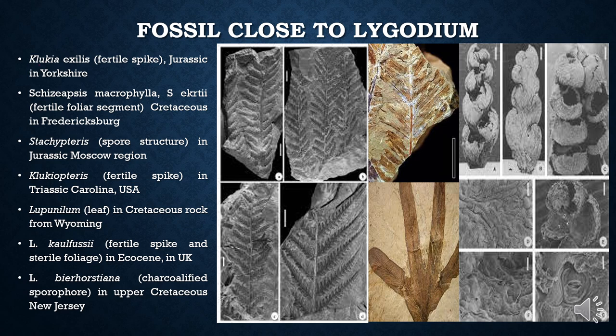Among these we see species like Klukia and Stachypteris, and most of the species belong to the Jurassic period. They are also found in the Cretaceous period, as well as the Triassic, as well as the very recent Eocene period. So these are the species, and these are photos of the fossils that we see. These fossils are found throughout the world, mostly starting from the Jurassic and ending in the Eocene.